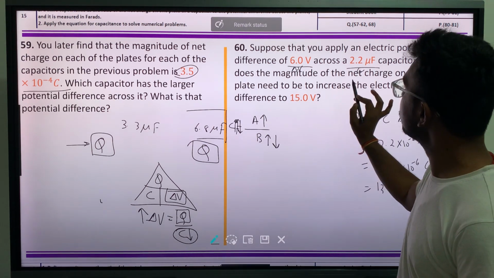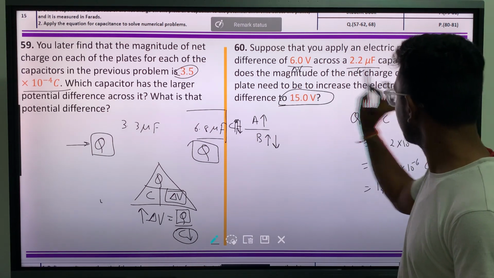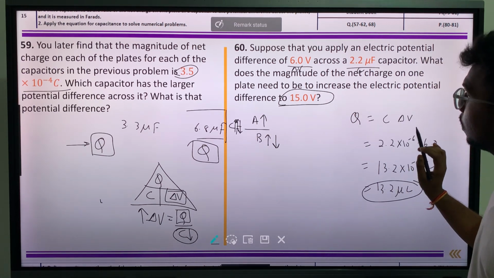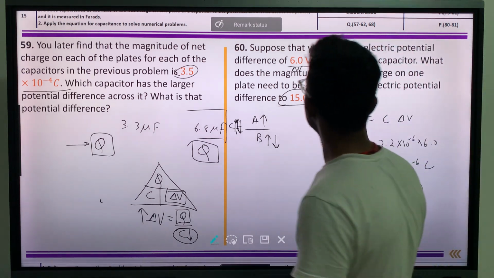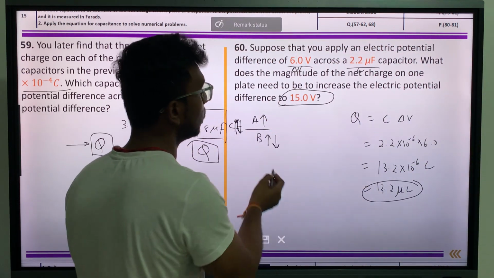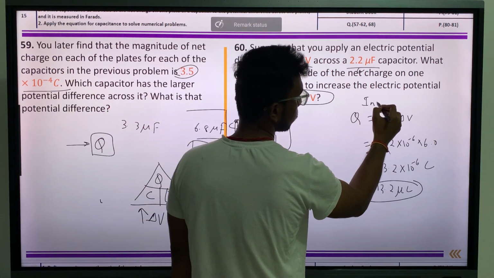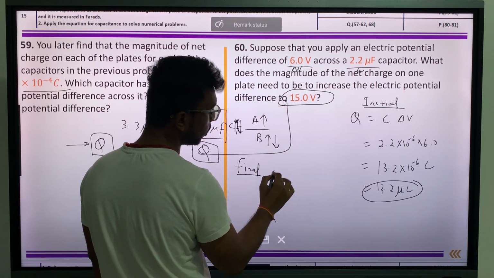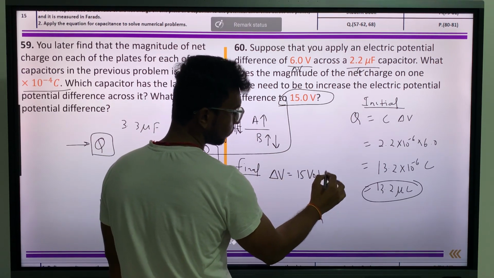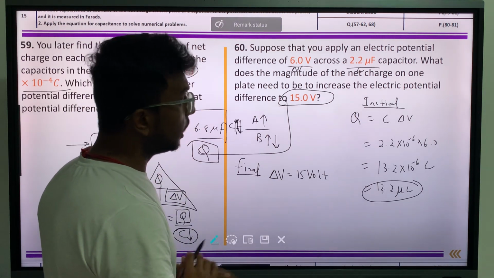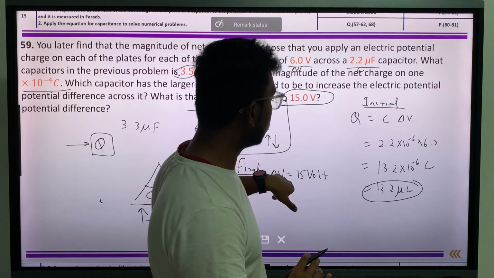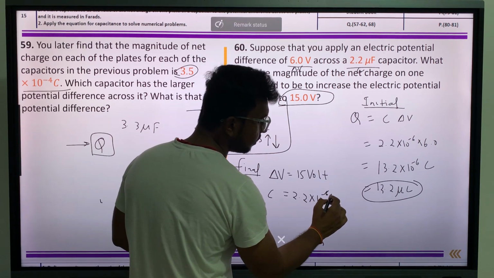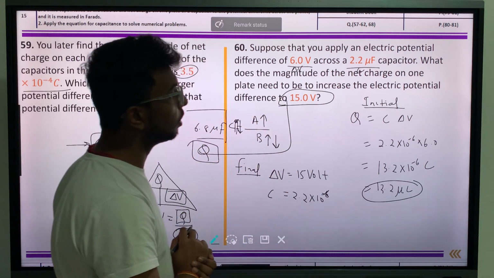What does the magnitude of the net charge on one plate need to be to increase the electric potential difference to 15 volt? Now, they want you to find the amount of charge. So this is the first situation, the initial. Now in the final state, I want the potential to be 15 volt. Initially the potential difference is 6 volts. Capacitance is still the same. So how much charge should I increase to get the potential to be 15 volt?